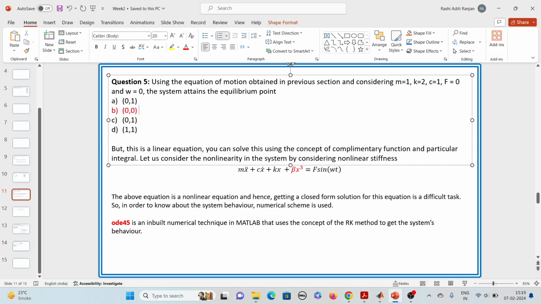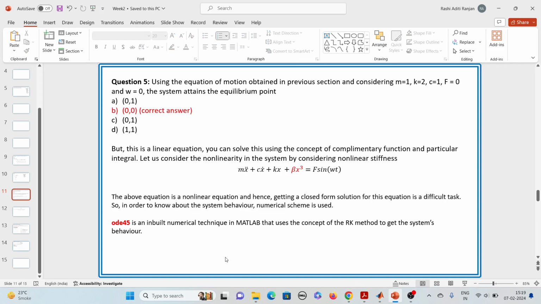The correct answer is 0, comma 0. It is an easy task, right? You can just do it on your own just by looking at the question. But the question arises: what if there is a nonlinearity in the system? How are you going to know the effect on the system? The nonlinearity is considered so that you can get the idea of how you can use MATLAB.